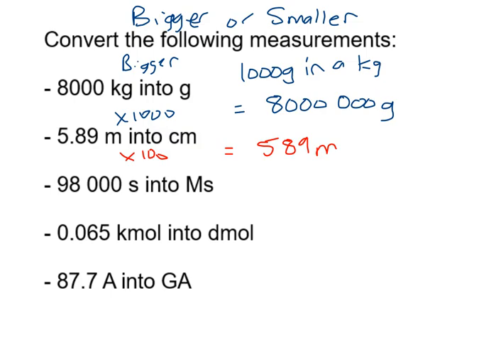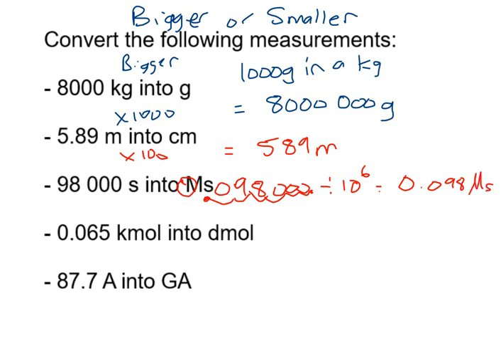So back on my notes here, I need to take 98000, and I need to divide by 10 to the 6, which is a million. Now you can use your calculator if you want, or you can just move the decimal place over 6 times. So the decimal place would be like here at the end of the number, so move it over 1, 2, 3, 4, 5, 6, and if this makes sense, it's going to be 0.098, I guess we'll call it. That is how many megaseconds you have.